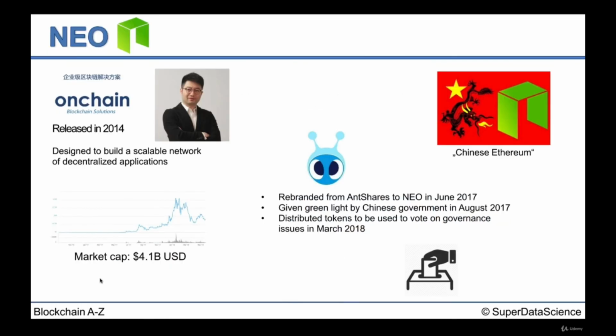So, as an overview, NEO is seen as the Chinese Ethereum, has many benefits, one of them being the adaptability and use for developers since you're able to take it on with many languages. It's very transparent, open sourced, designed to build a scalable network of decentralized applications. Has the distribution created at Genesis of 100 million NEO coins.